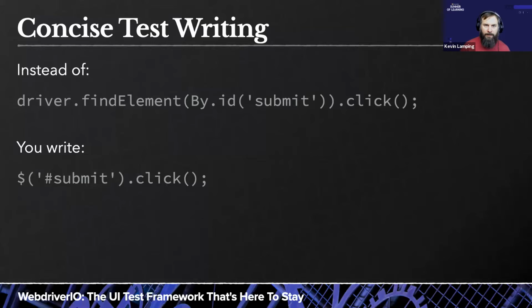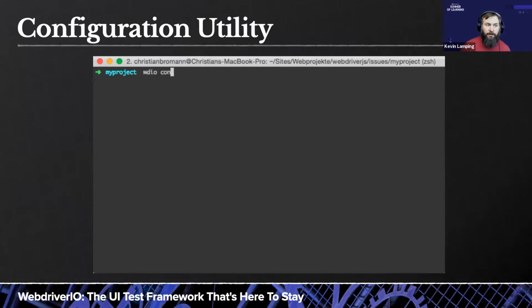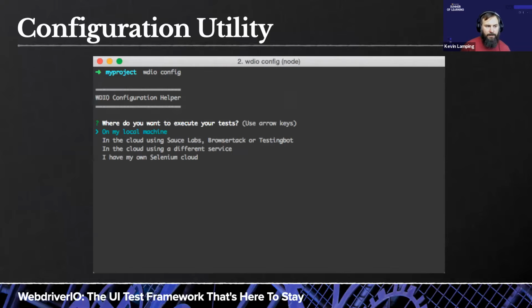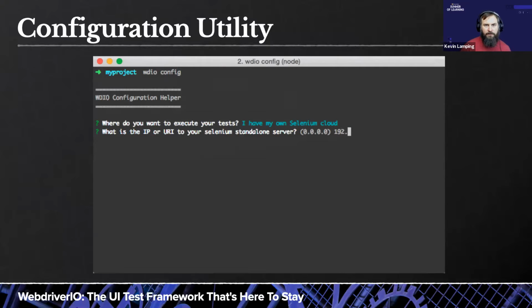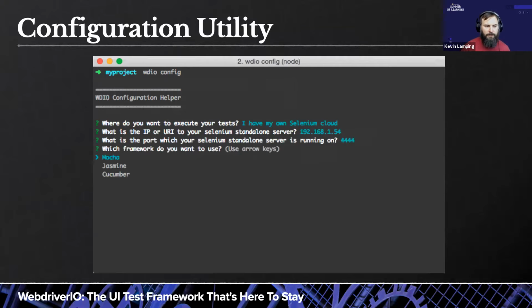And then we run the click command as expected. And if you recognize that $ sign from jQuery days, that's kind of where it pulled that style from. So a lot more concise when you're writing your tests. I mentioned the configuration of the utility. This is kind of what it looks like. But again, it asks you a series of questions to let you configure how you want to write your test. And it gets it all set up for you.